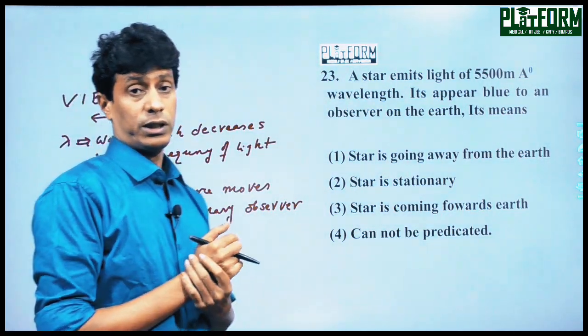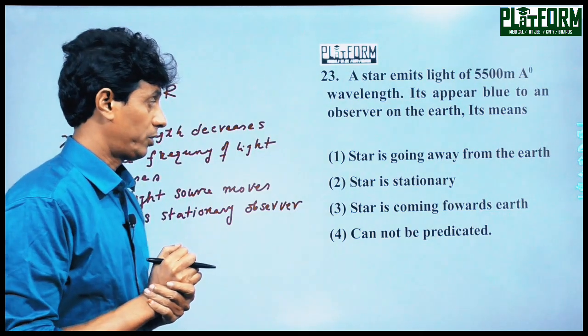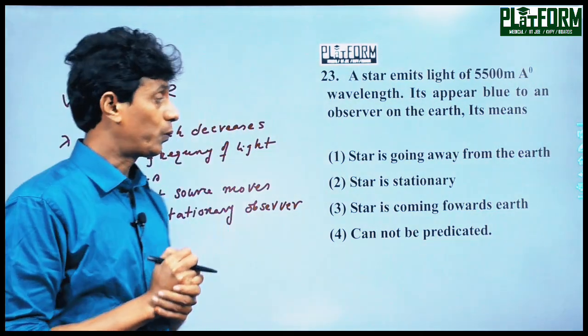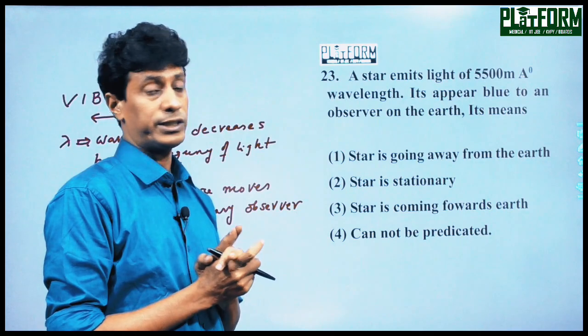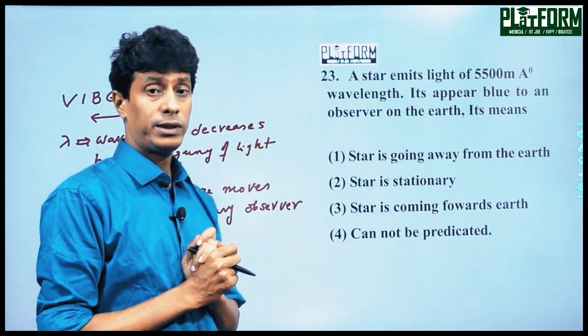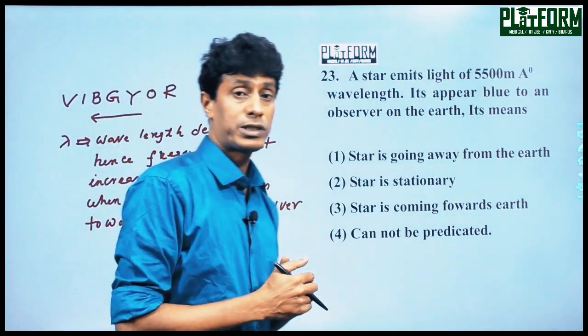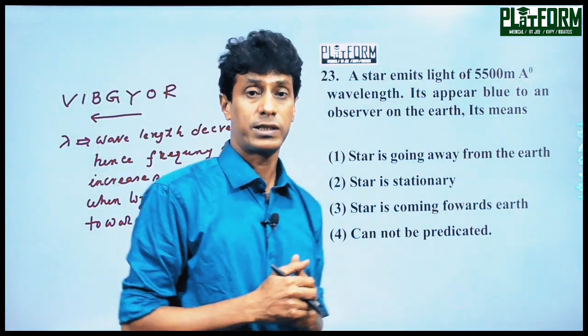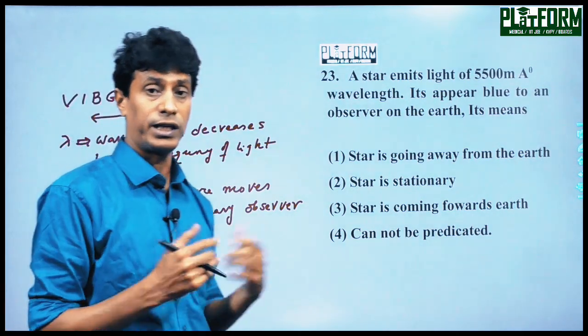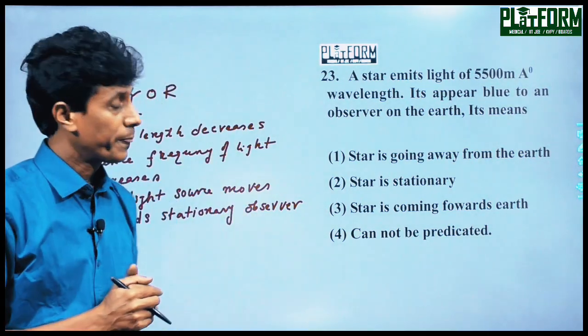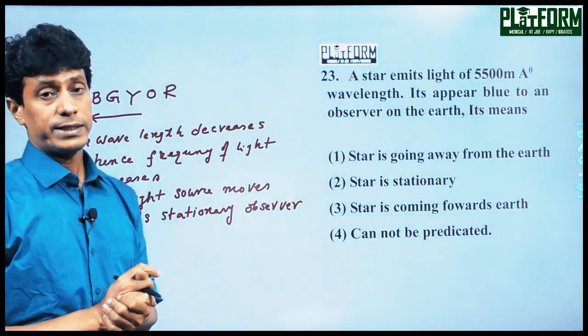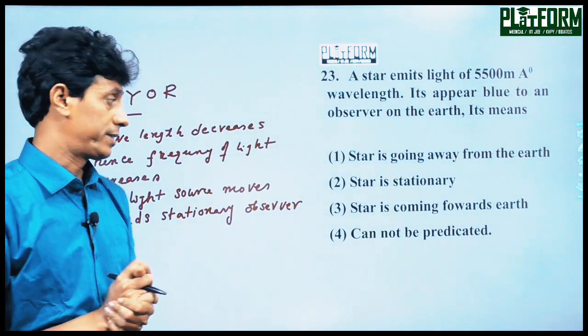So this is also a conceptual question. No calculation is required in this type of problem. You just apply your concept. When any light source or sound source moves towards a stationary observer or listener, frequency increases, and when it moves away, frequency decreases, and hence the wavelength increases.